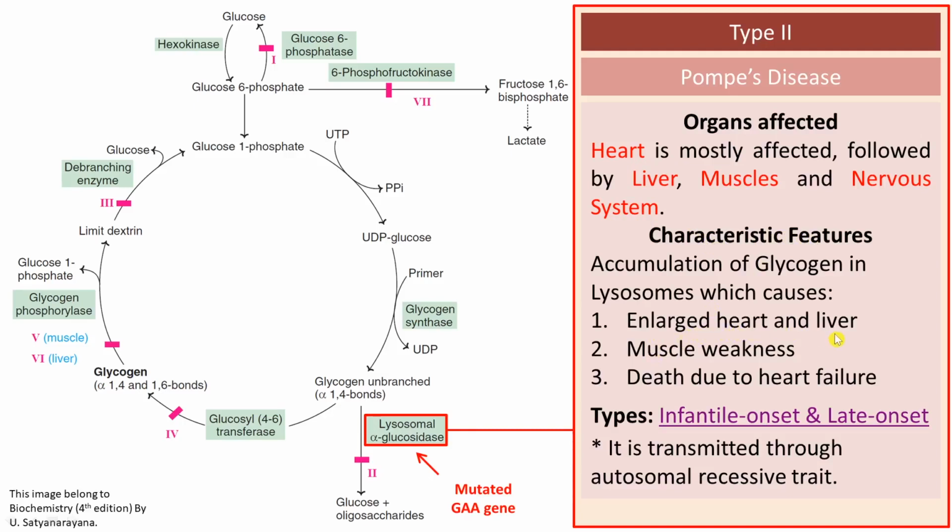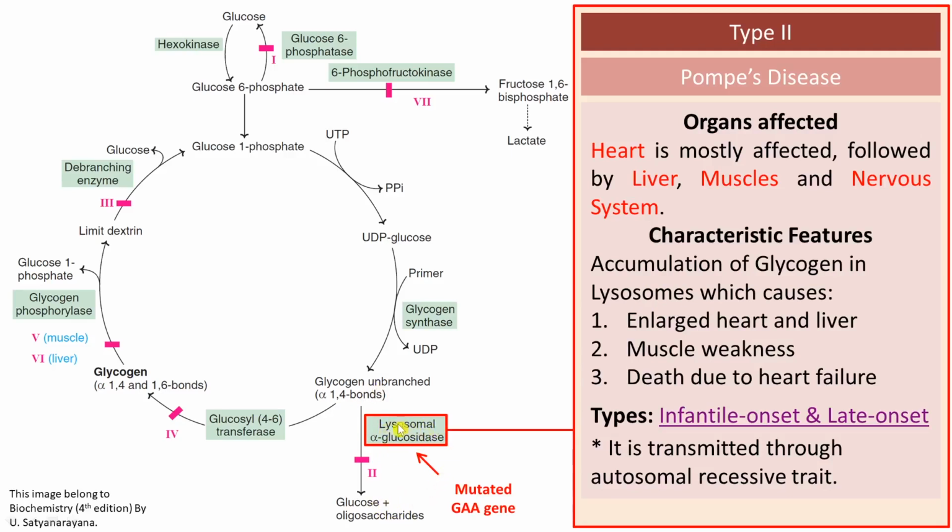enlargement of heart and liver, muscle weakness, and death due to heart failure. These 3 characteristic features occur due to accumulation of glycogen in lysosomes. This is because lysosomal alpha glucosidase breaks down the unbranched glycogen to glucose and oligosaccharides within lysosomes.